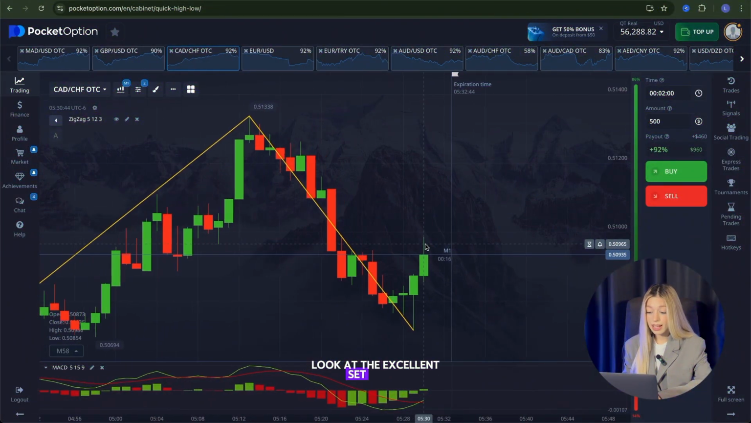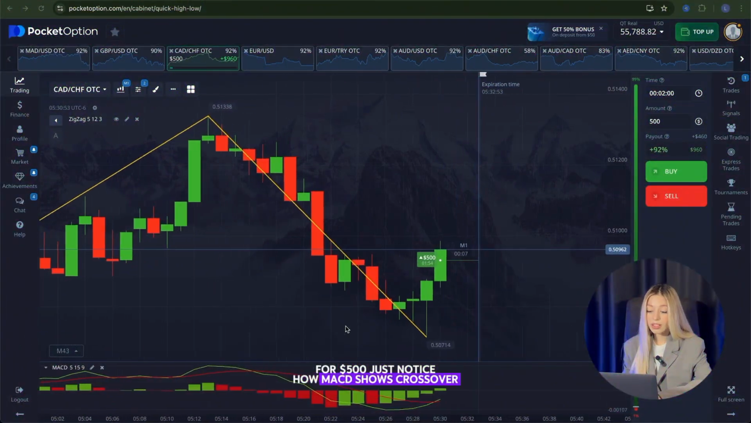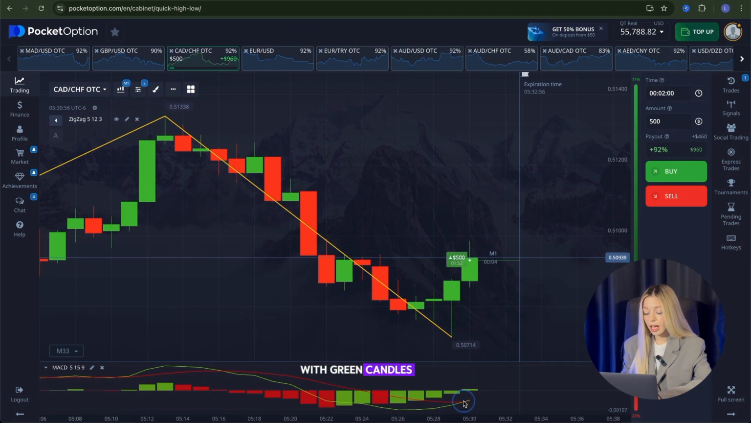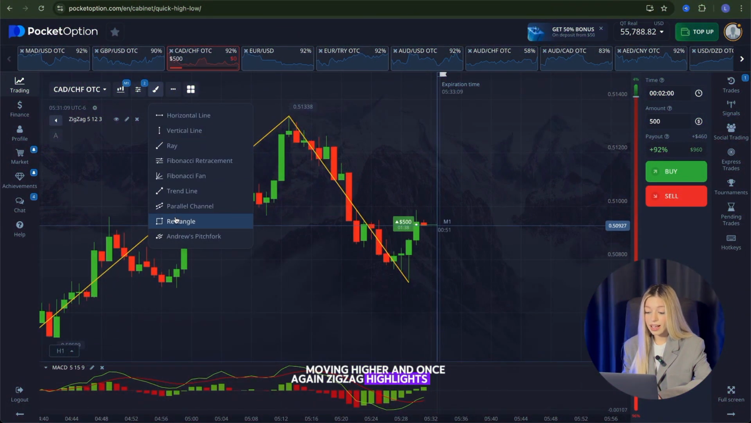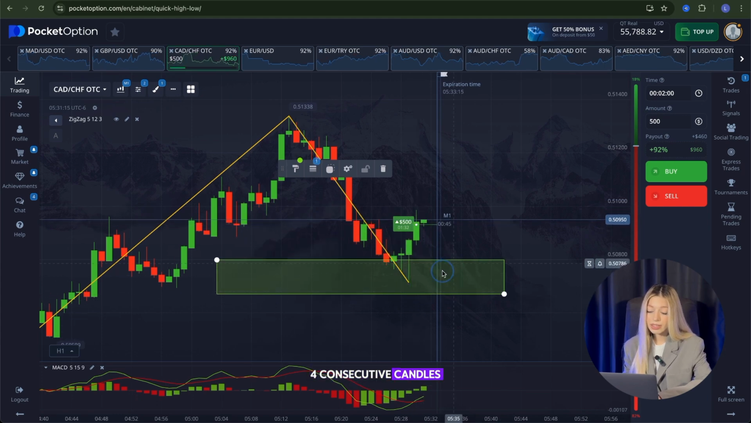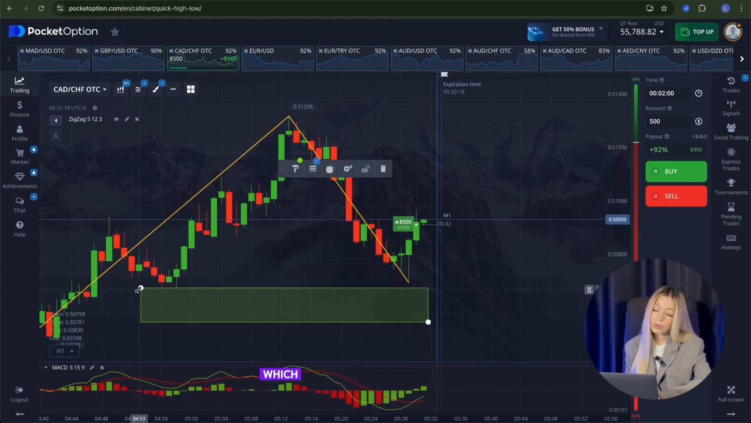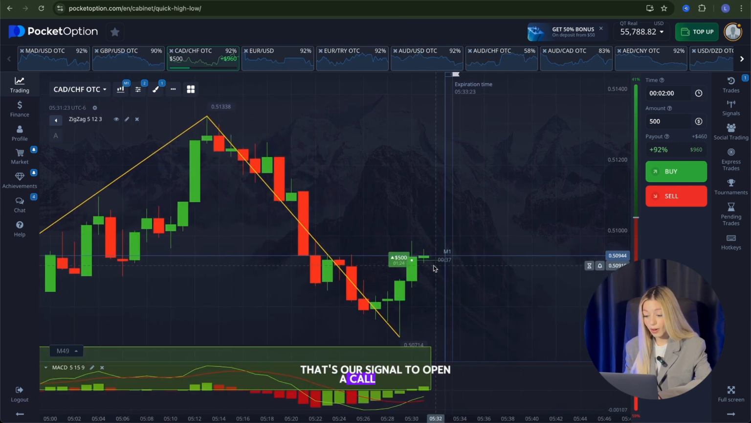So now I'm looking for the next setup, and remember, zigzag works best in trending markets and it should be avoided in flat conditions. Look at the excellent setup for a call trade, opening for $500. Just notice how MACD shows a crossover with green candles above the zero line moving higher. And once again, zigzag highlights a level, but this time it's a support level. For 4 consecutive candles, zigzag hasn't extended, which usually signals a price reversal. So that's our signal to open a call trade.